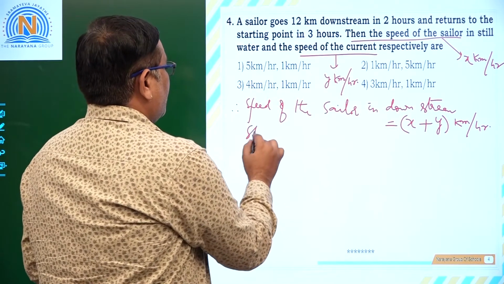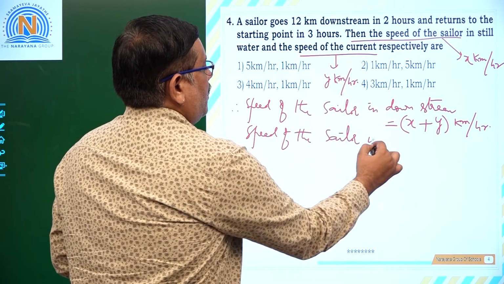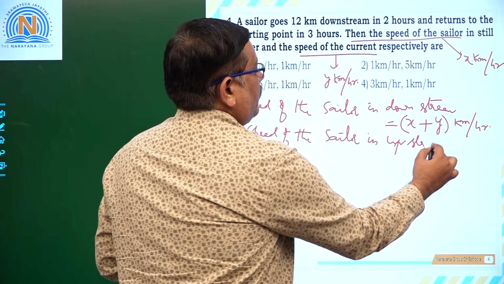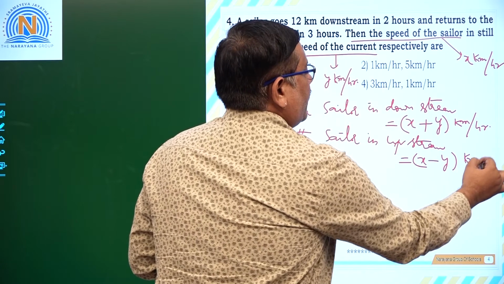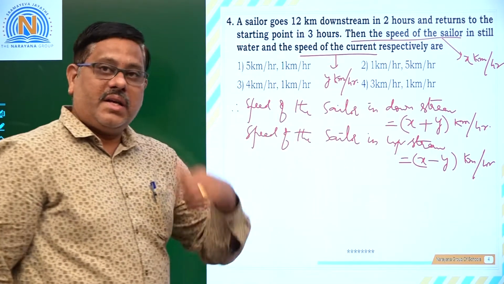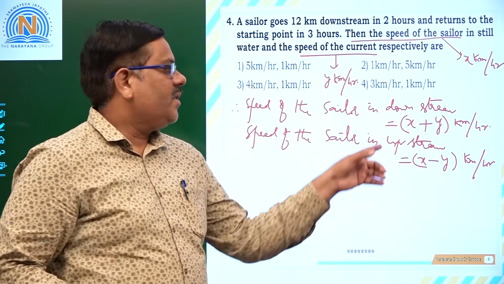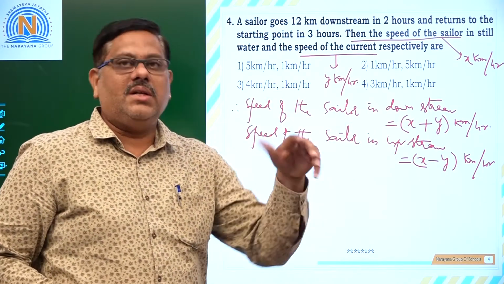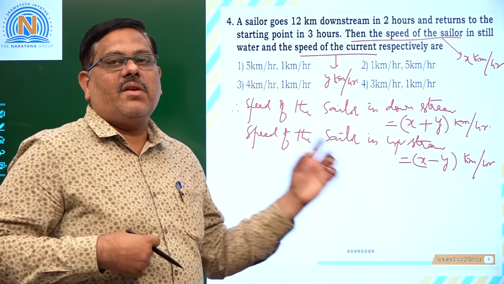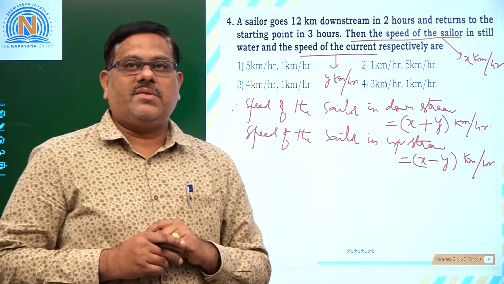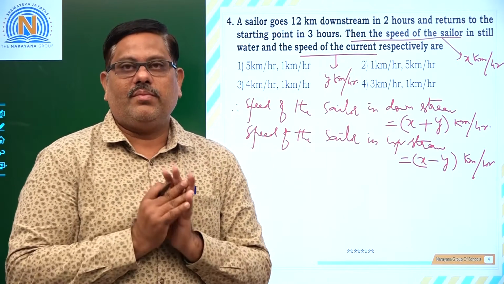Next, speed of the sailor in upstream. Upstream means what to do? You have to go against the speed of the current. So definitely the sailor speed will be reduced by y. If x is the speed of the sailor in still water, y is the speed of the current, then the resultant speed of the sailor will be x minus y in upstream. That's very, very important. It means the boat's speed will be reduced. It becomes slow in upstream.